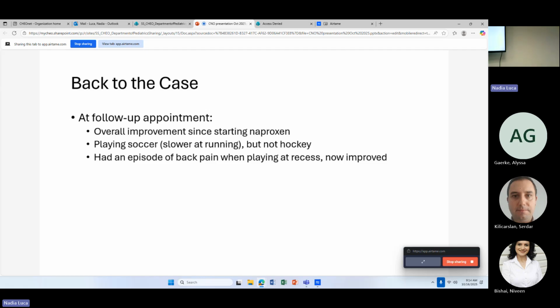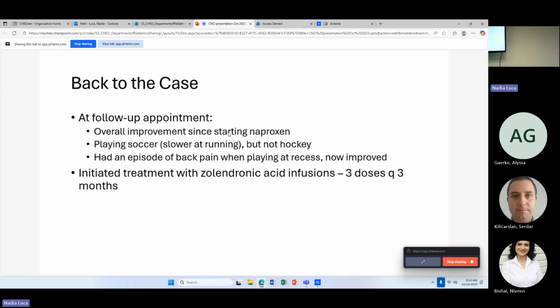And he felt overall better since starting the naproxen. He was back to soccer, but not hockey. But yes, we initiated treatment with zoledronic acid. The protocol we use here is we give 3 doses 3 months apart, and then we repeat imaging. He did stay on naproxen though, and then we did the physio.